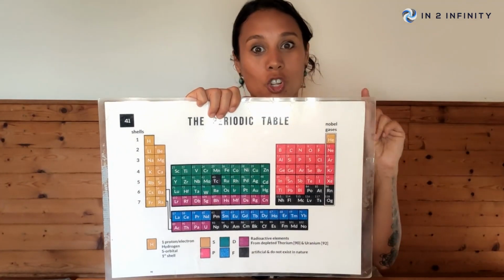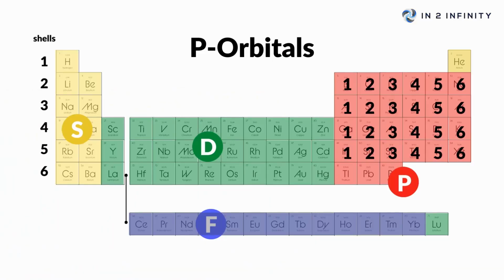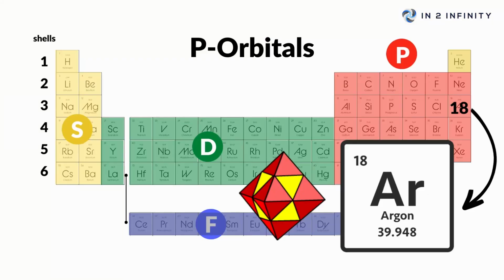This element will not react. This pattern now repeats on all the other elements that follow. If this is neon, element number 10, this is argon, which is element number 18. That again refers to these corners of the larger octahedrons as 1, 2, 3, 4, 5, and 6. It's an expansion of the same octahedral structure.